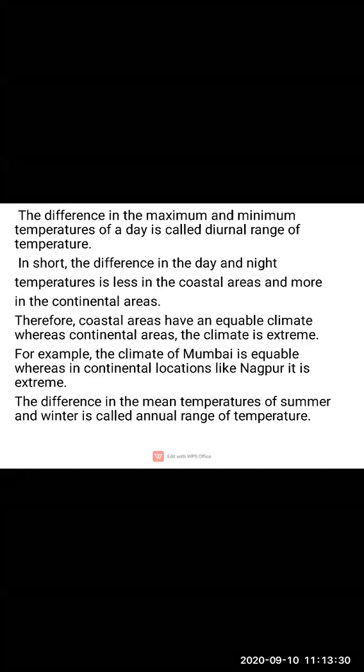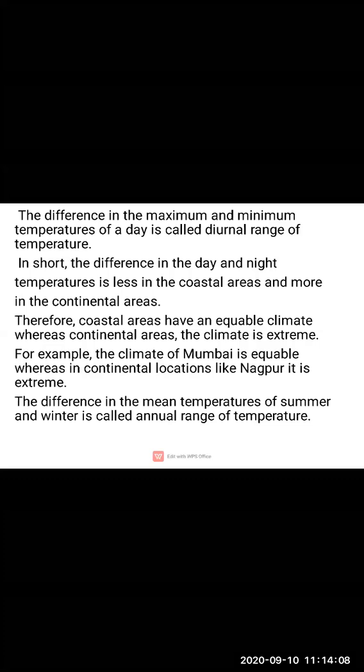In short, children, the difference in the day and night temperatures is less in the coastal areas and more in the continental areas. See what they are telling us? The difference in the day and night temperature is going to be less. In the continental areas, we observed that during the daytime the temperature was very high, but at night it started getting cooler. So we have seen a difference, we have observed the maximum and the minimum temperature.